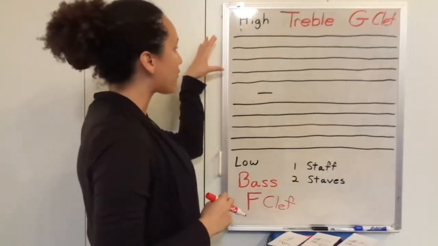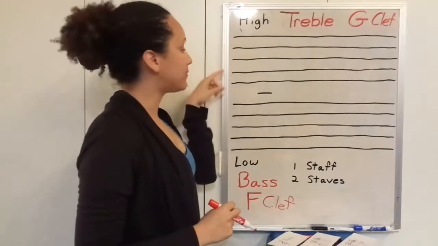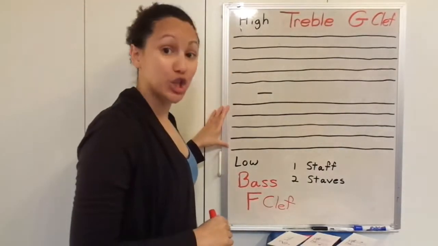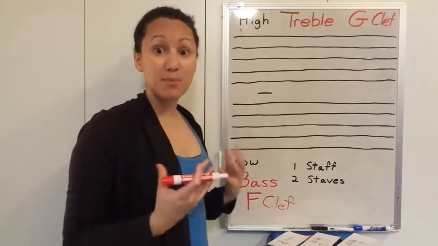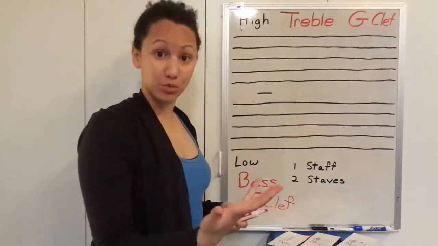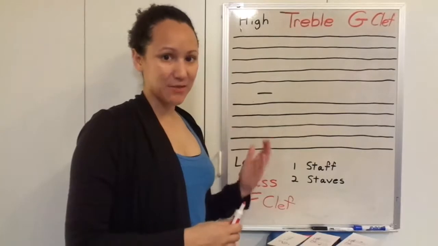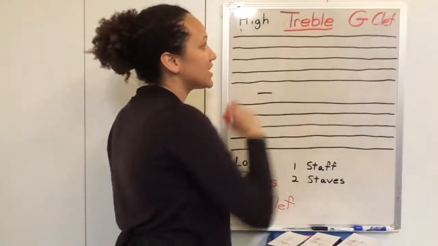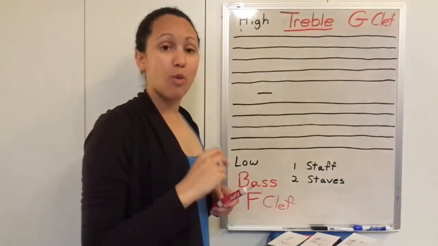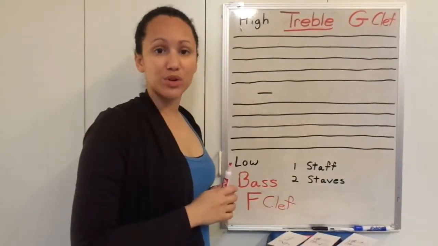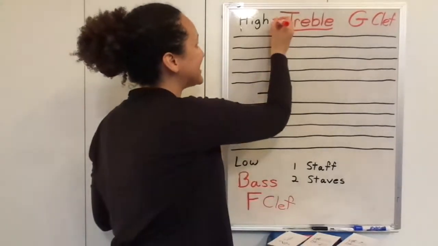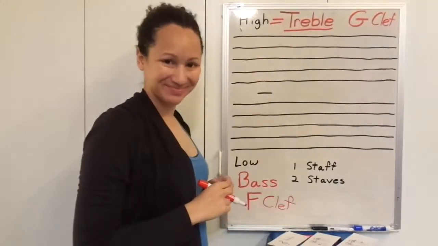Now, if you have one staff, or 5 lines and 4 spaces, you can also have 2. In the case of a keyboard instrument, you might have one for the right hand and one for the left hand. Now, the treble clef is what we usually use for the right hand of a keyboard instrument or high instruments. In fact, treble means high.